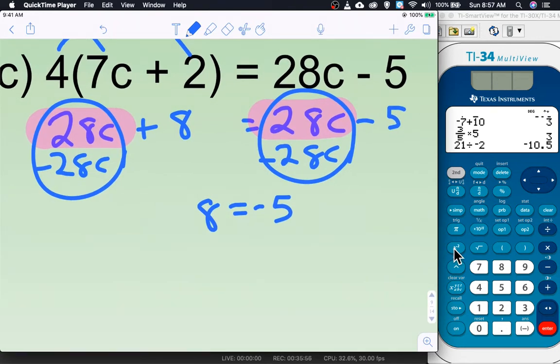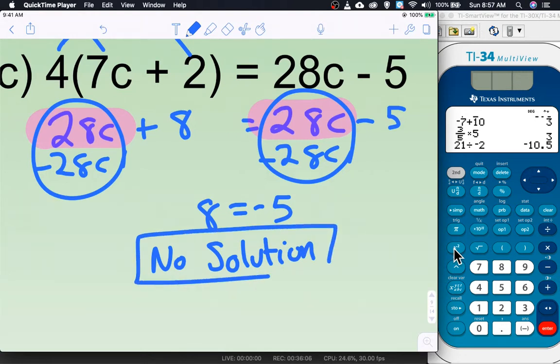And this is not true. 8 does not equal negative 5, which means this problem is not going to have a solution. No solution. My variables cancel out on both sides, and the resulting equation is not true. No solution.